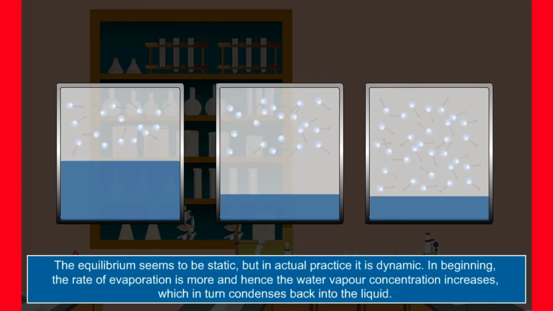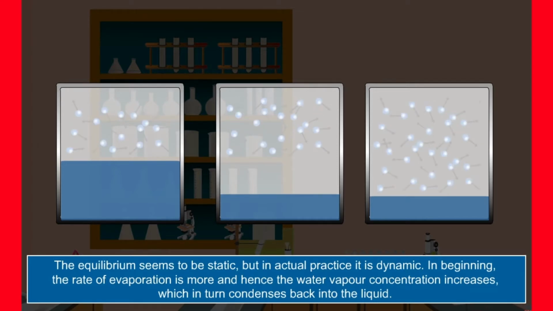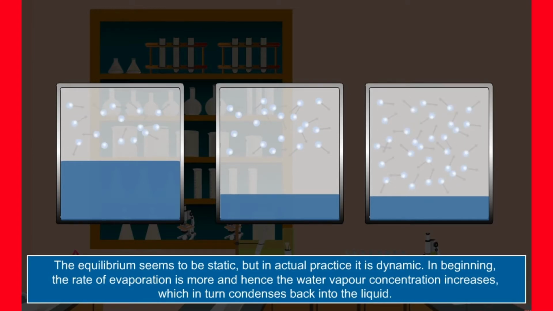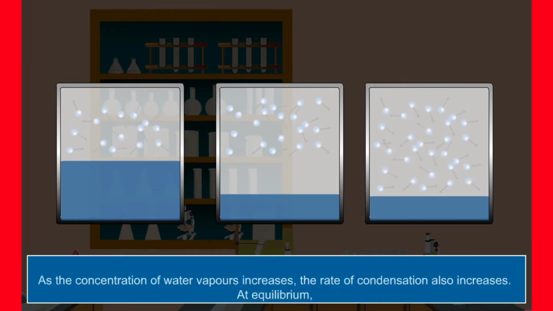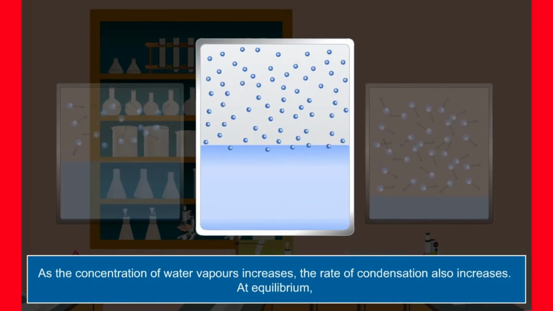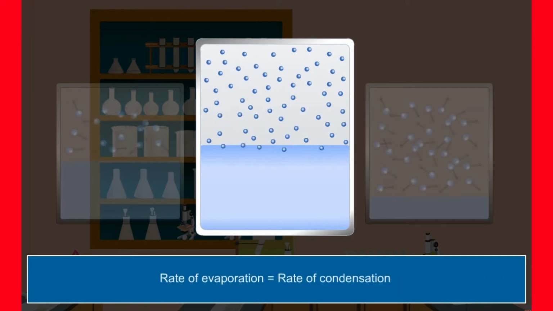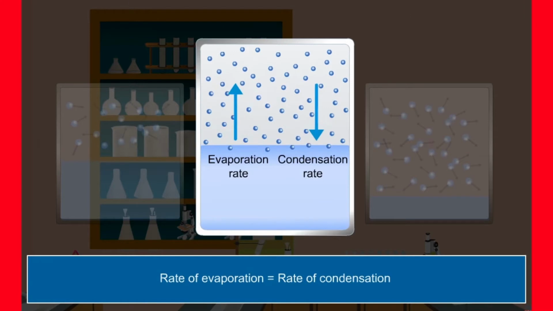The equilibrium seems to be static, but in actual practice, it is dynamic. In the beginning, the rate of evaporation is more, and hence the water vapor concentration increases, which in turn condenses back into the liquid. As the concentration of water vapor increases, the rate of condensation also increases. At equilibrium, the rate of evaporation is equal to the rate of condensation.